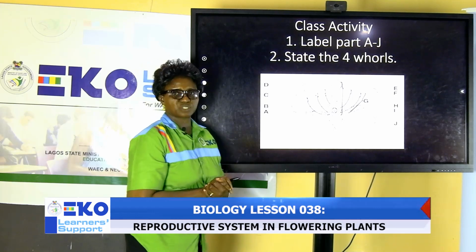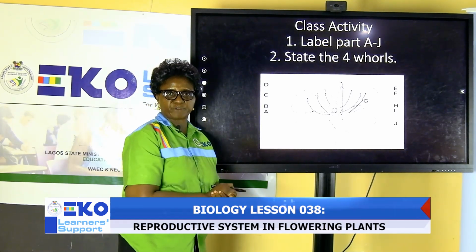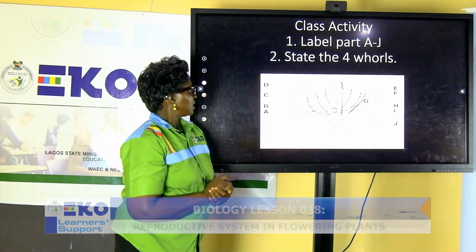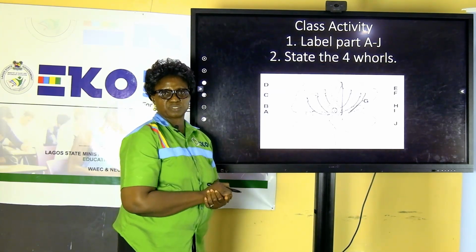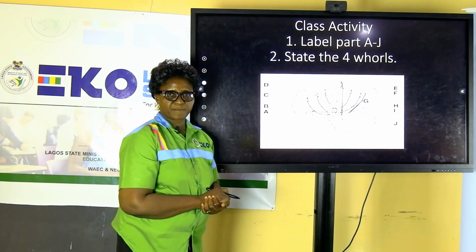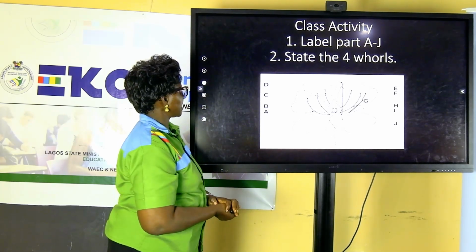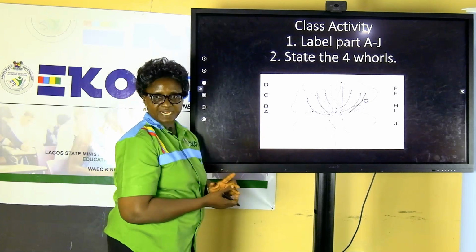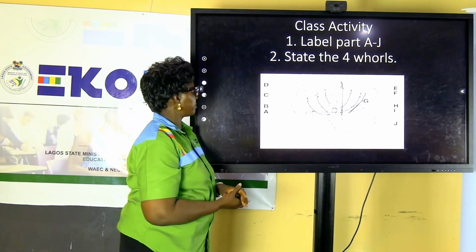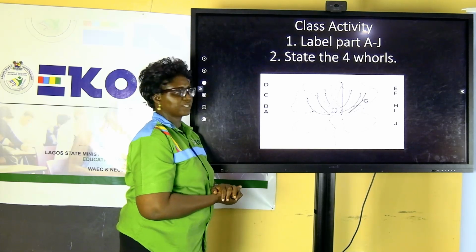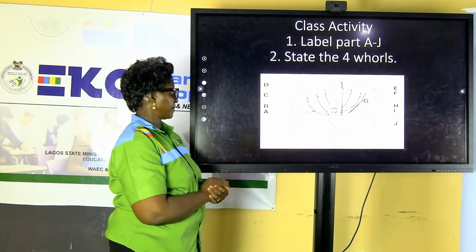Based on what we have discussed today, we looked at the flower as an organ for reproduction. I want us to quickly attempt this question. I will give you 2 minutes at most to attempt it. There is a diagram here that you are to draw and label. Then you are to state the 4 parts of the female part of the flower.